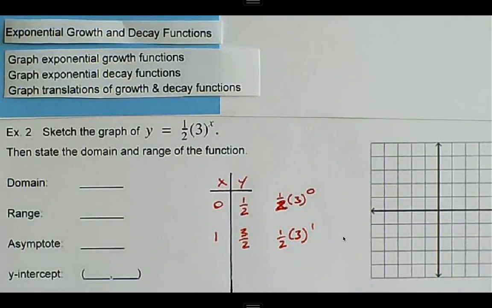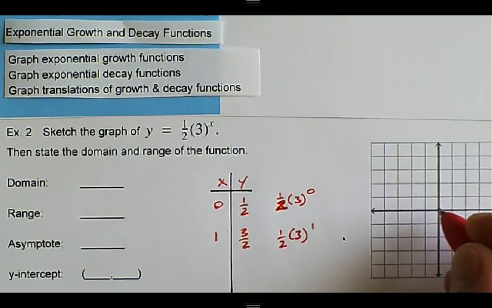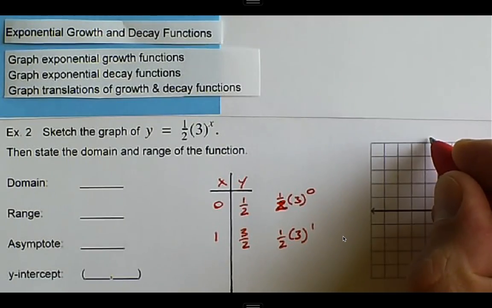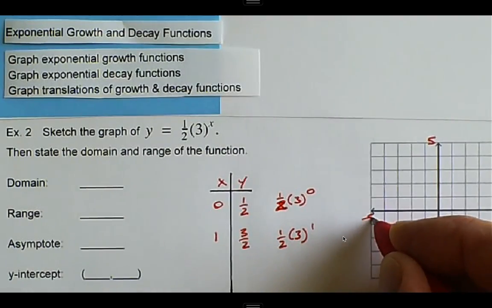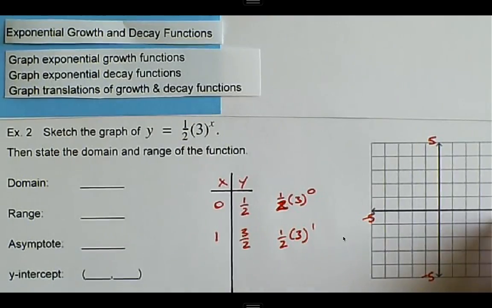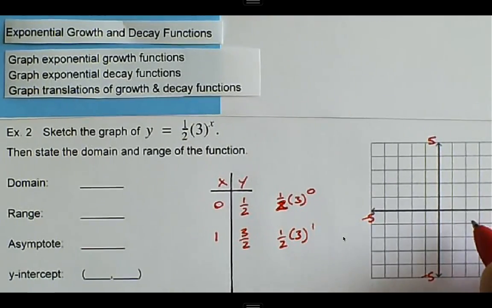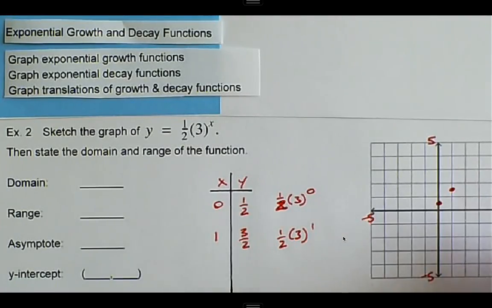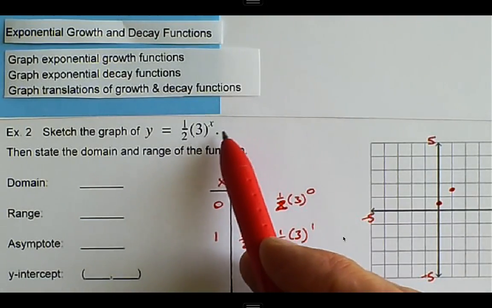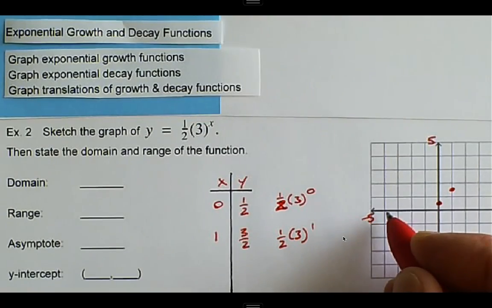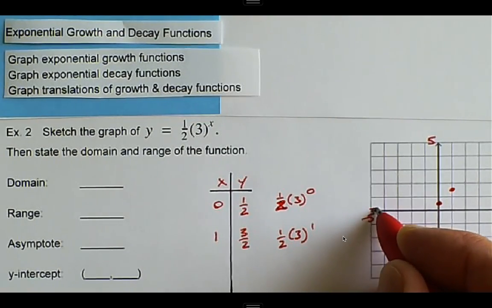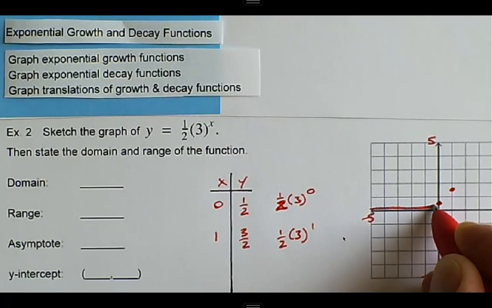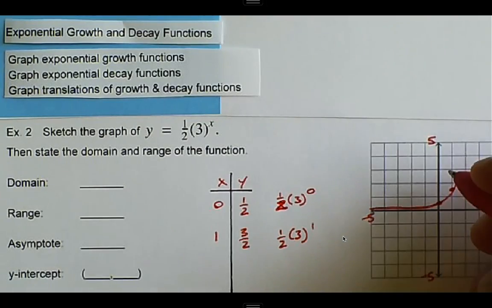And so we can plot those points. If we're going on a scale of -5 and 5, so 0, 1/2, and 1, 3/2, which is 1.5. Then because we don't have a k value, or in this case our k value is 0, our asymptote is still at y equals 0, and then we'll have a graph that comes up, and then we have exponential increase.